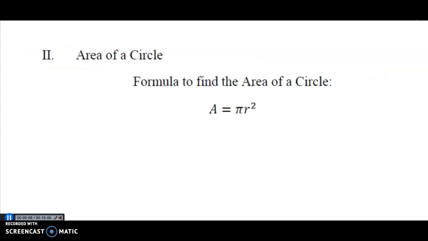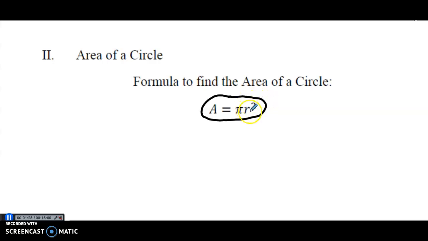There is a formula to find the area of a circle, and this is it. A equals pi times the radius squared. This formula is located on the formula sheet that has been provided for you. But what you'll notice is, unlike circumference, area only has one formula. You actually have to know the radius in order to use this formula.